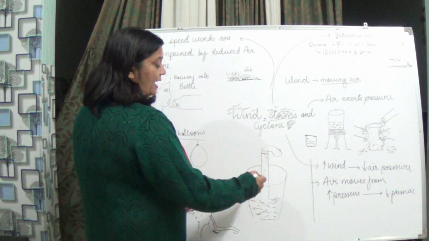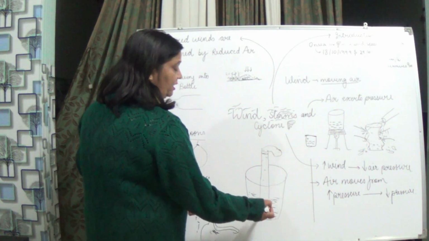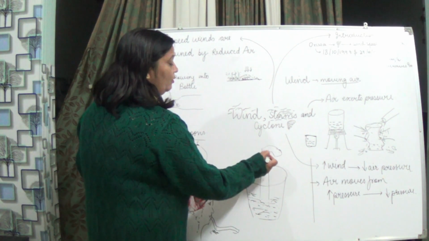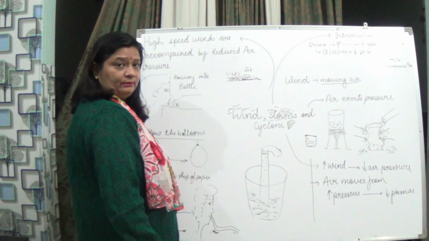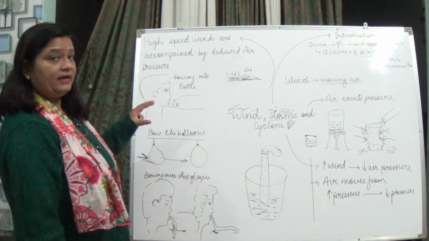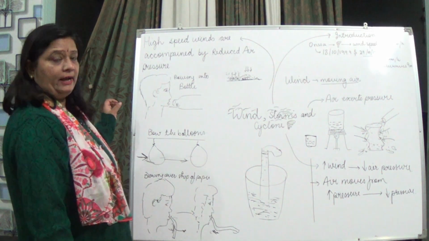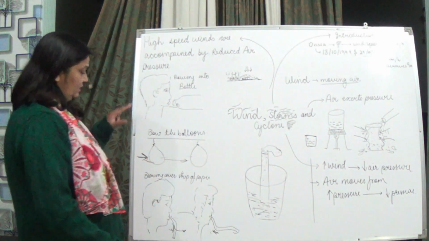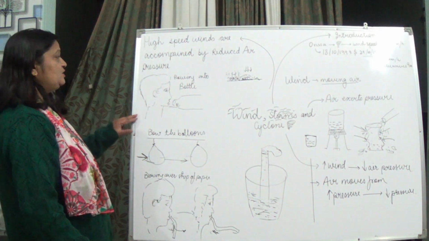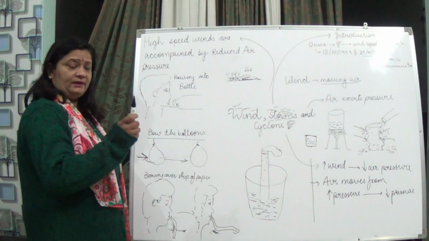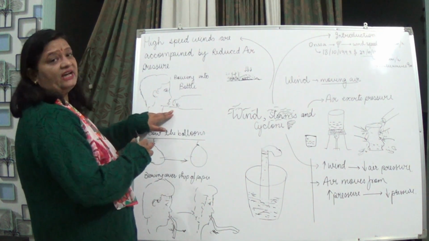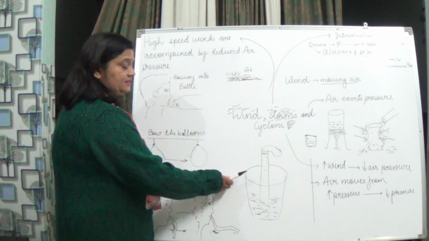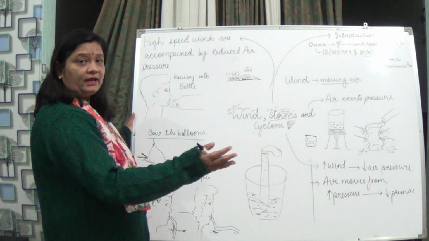Why does this happen? This hot boiling water expands the air over here, and the air starts moving and filling this balloon. So these are the activities which we have studied today. Basically here we have seen that air exerts pressure. Here we have seen in these three experiments that high speed winds are accompanied with what? Reduced air pressure. And the third one we have studied, that while heating the air, the air expands.